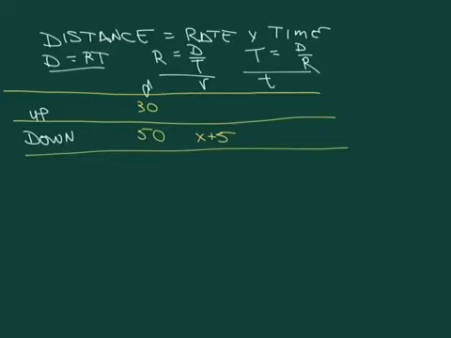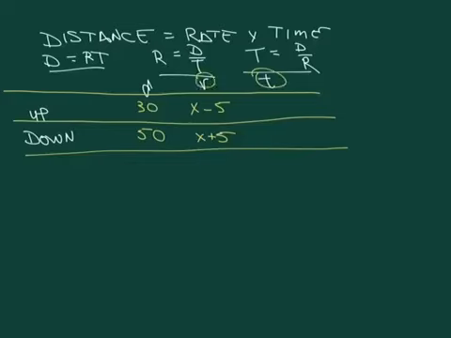Now when he goes upstream, the river is pushing him backwards at 5 miles an hour. So even though his boat would be going 20 miles an hour in flat water, going against the current slows him down 5 miles an hour. So whatever his speed is, minus 5 miles an hour is how fast he's actually going there.